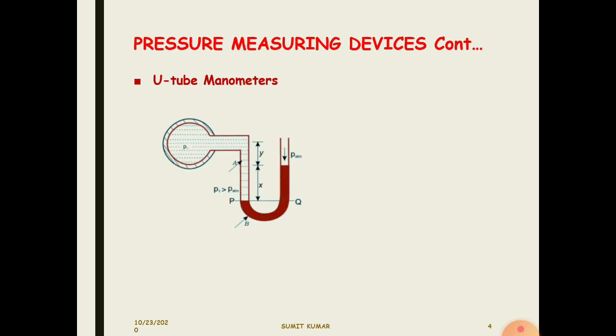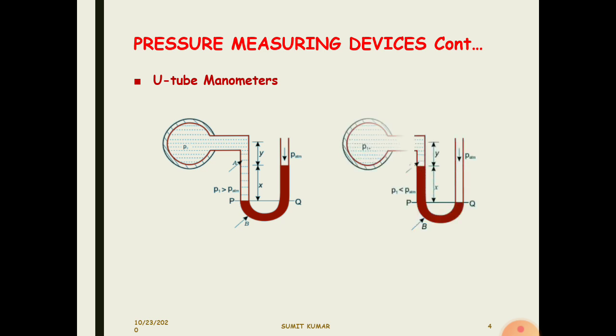The direction of movement of the manometric fluid depends on the pressure which is being measured. When the pressure is greater than the atmospheric pressure, that is gauge pressure, then the movement of the manometric fluid is as shown in this figure. And in the case of vacuum pressure, the position of the manometric fluid will be like this.